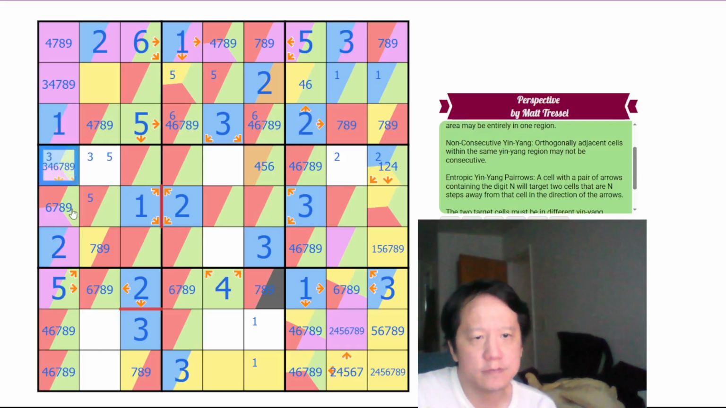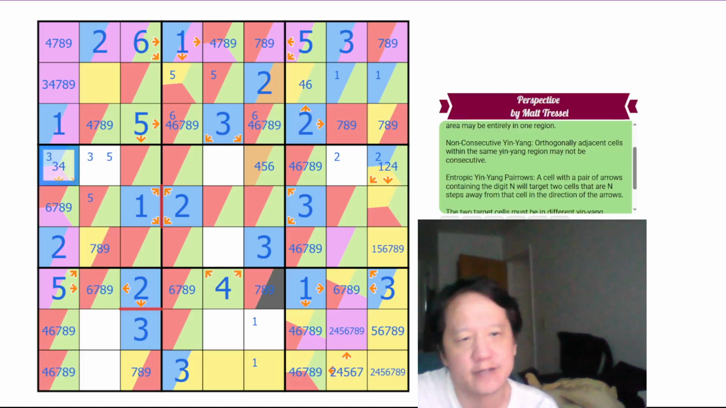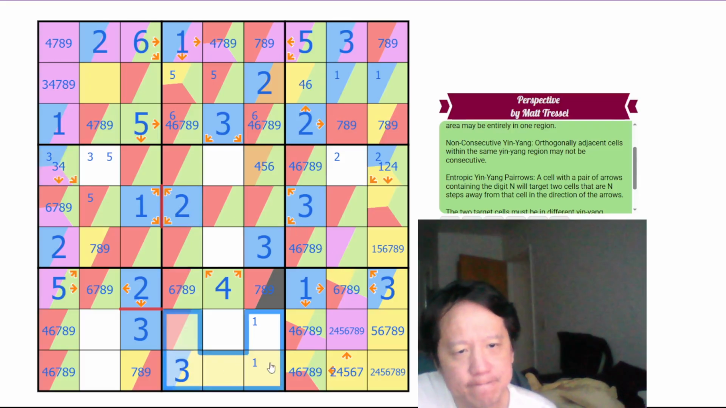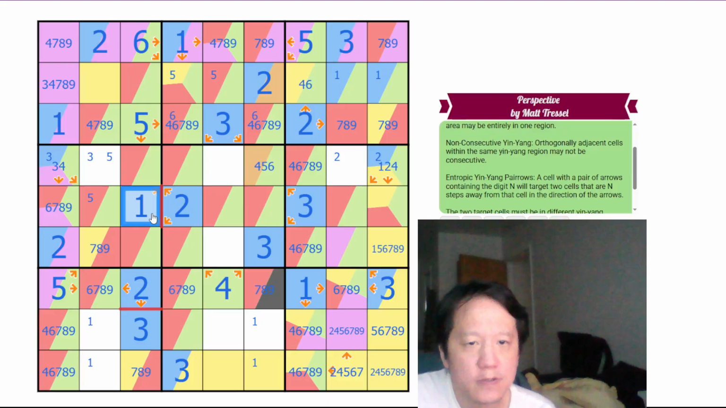Wait, how did I make that? This is 3 or 4. I don't know how I got that. Okay, anyways. One cannot be any of these, so 1 has to be one of these two. Where is 1 in box 5? It must be one of these two.